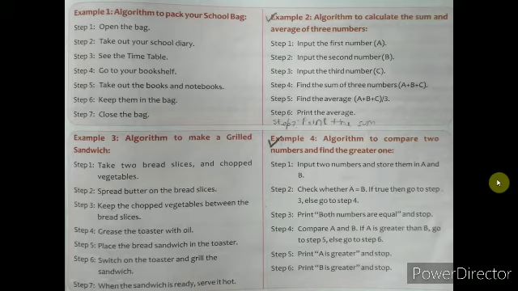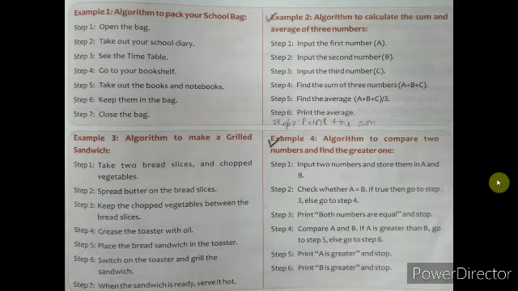Number 5, find the average. If you are finding an average, A plus B plus C, that total will be divided by 3. You can see over here, everyone. Step number 6, print the average, right? Step number 7, it's handwritten there, print the sum, because print the sum is not mentioned in the book.